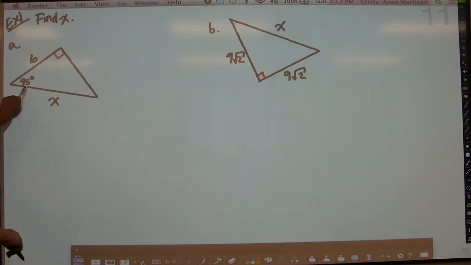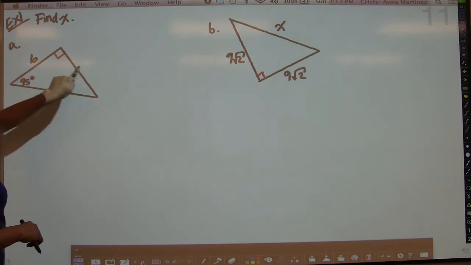So I notice that this is a 45-degree angle, that's a 90-degree angle, and since we know that all of the angles in a triangle have to add up to 180, that forces this angle to be 45, which makes this an isosceles triangle, and an isosceles right triangle, which makes it a 45, 45, 90. So that means that both legs are the same.